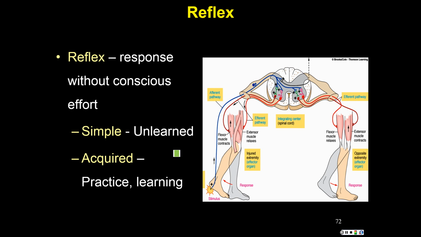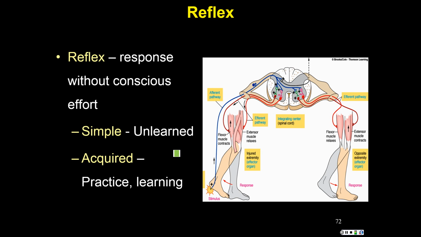So a simple reflex would be, for example, how your pupils change in diameter in changing light. So they constrict in bright light and dilate in low light. That'd be a simple reflex. You don't need to think about protecting your eyes and controlling pupil dilation.